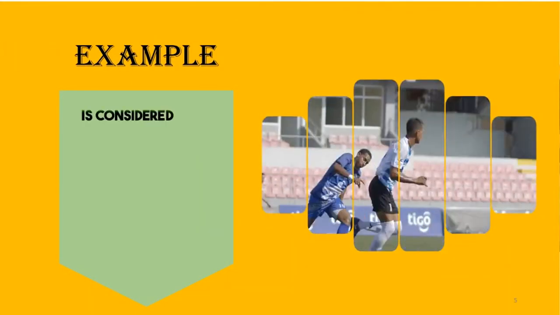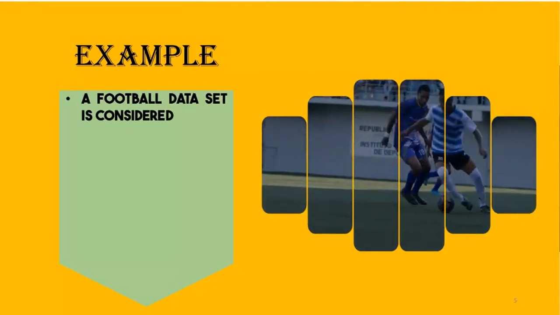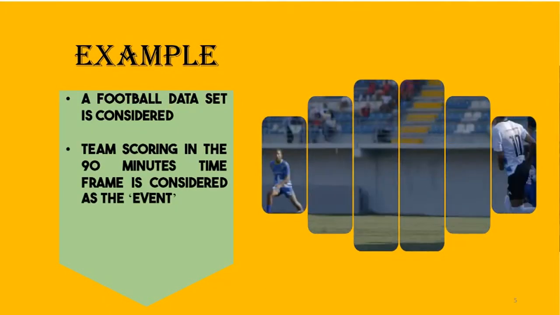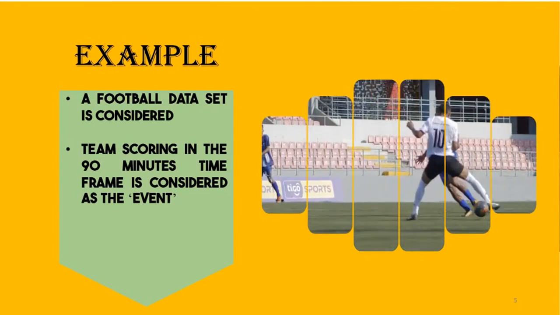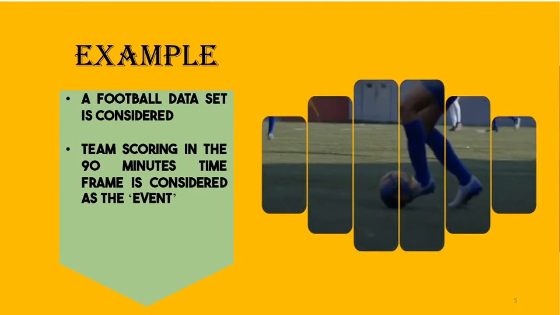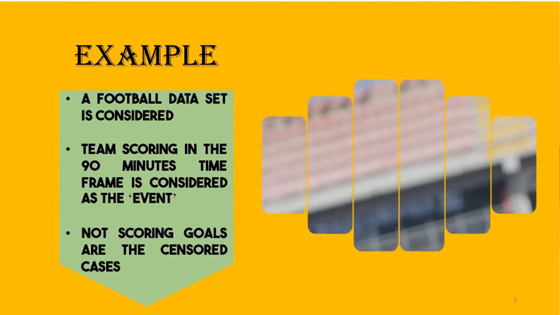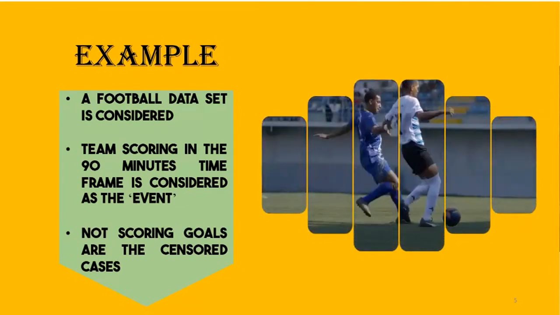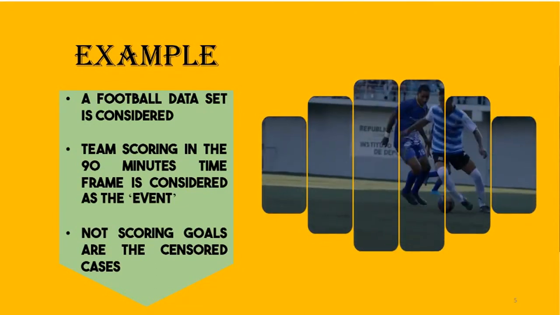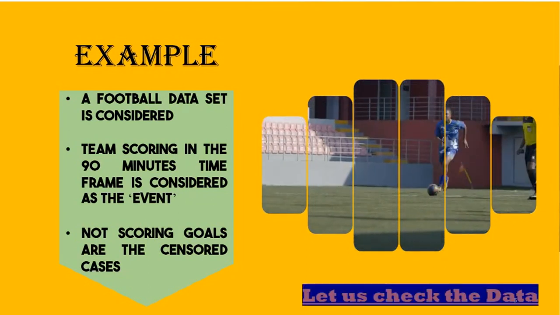The dataset for this study is football data for a team scoring a goal against the opponent. The survival event of concern will be the goal scored by the team within the first 90 minutes of the match. If the team fails to score a goal within the first 90 minutes, it will be the case of censored events. Now let us check the data set.